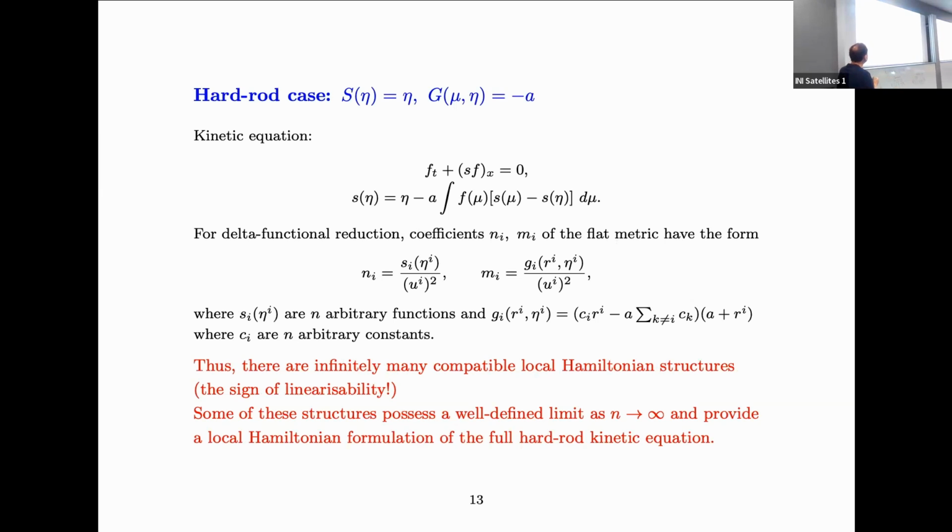So in this case, in the hard rod case, we have infinitely many local Hamiltonian structures which are parameterized by n arbitrary functions and n arbitrary constants. And this suggests that the hard rod case is actually linearizable. And in fact, not just hard rod cold gas reductions are linearizable. The full kinetic equation is linearizable, but I don't have time. I stop here.